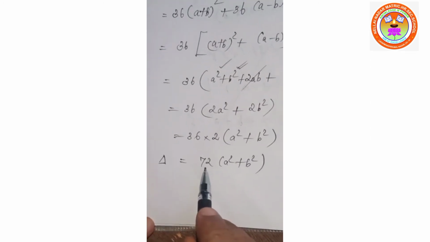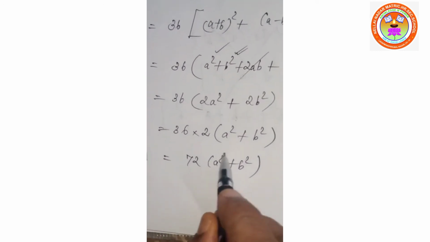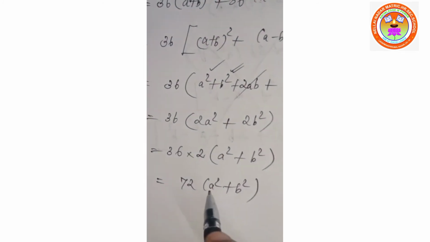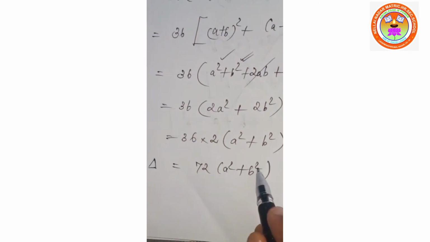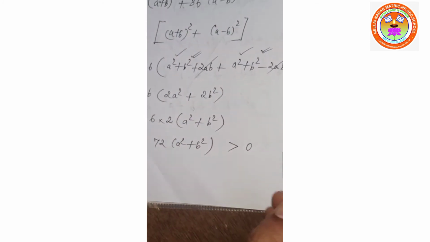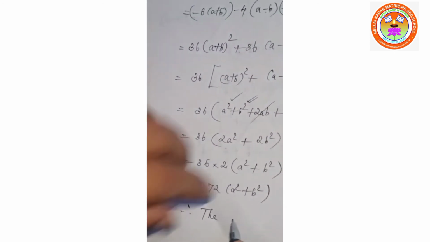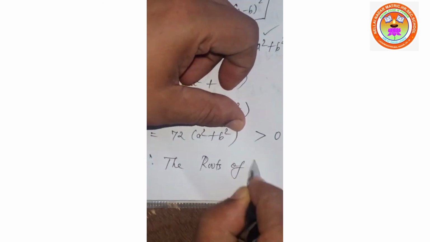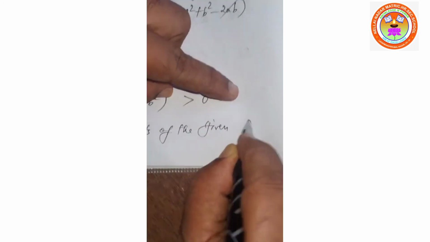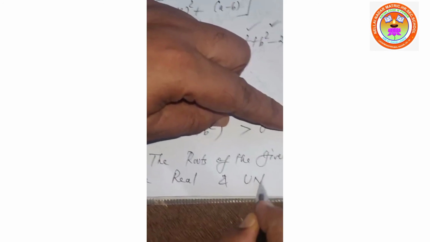72, it is a positive number. a square, look at the square. Since the power is even, definitely it is a positive number. And b square, since the power is a square, that is also positive. Positive plus positive, positive. Positive into positive is positive. So you can write greater than 0. Greater than 0 means positive. Positive means you know that the roots are real and unequal. Therefore, the roots of the given equation are real and unequal.